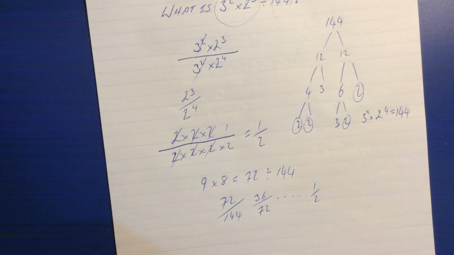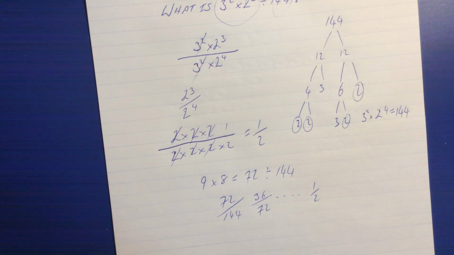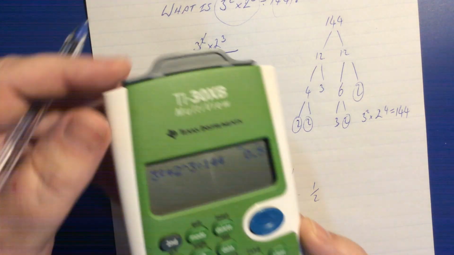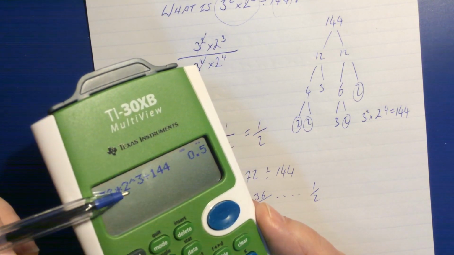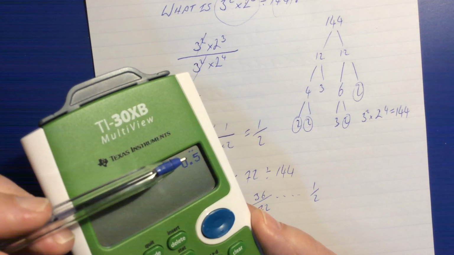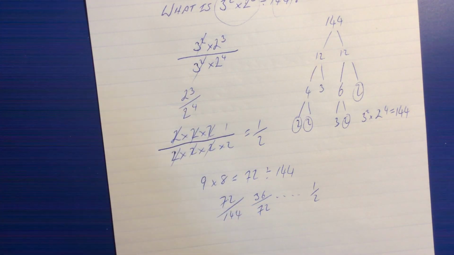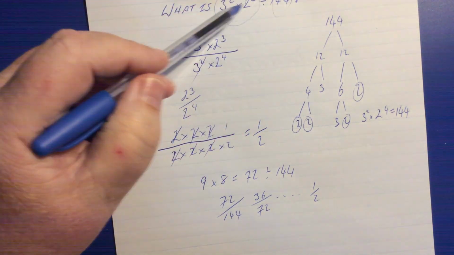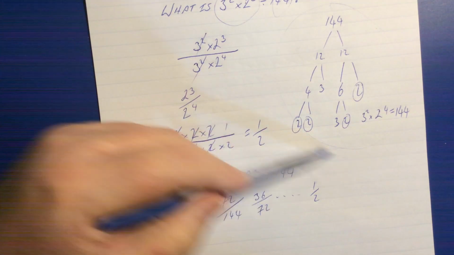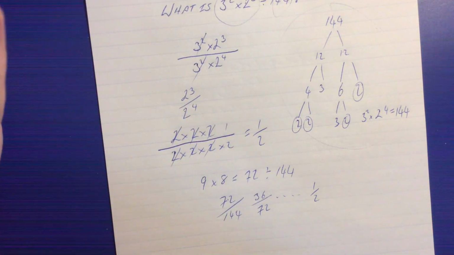Now, I will check. I'll do this on a calculator, and I'll check for you. Just let me feed this in. Just take a couple of seconds. Okay, there we go. Right, there we have it. 3 to the power of 2 times 2 to the power of 3 divided by 144 equals 0.5. Well, there's a couple of ways of doing it. If you see something like this, I think doing something like that can be very, very useful.